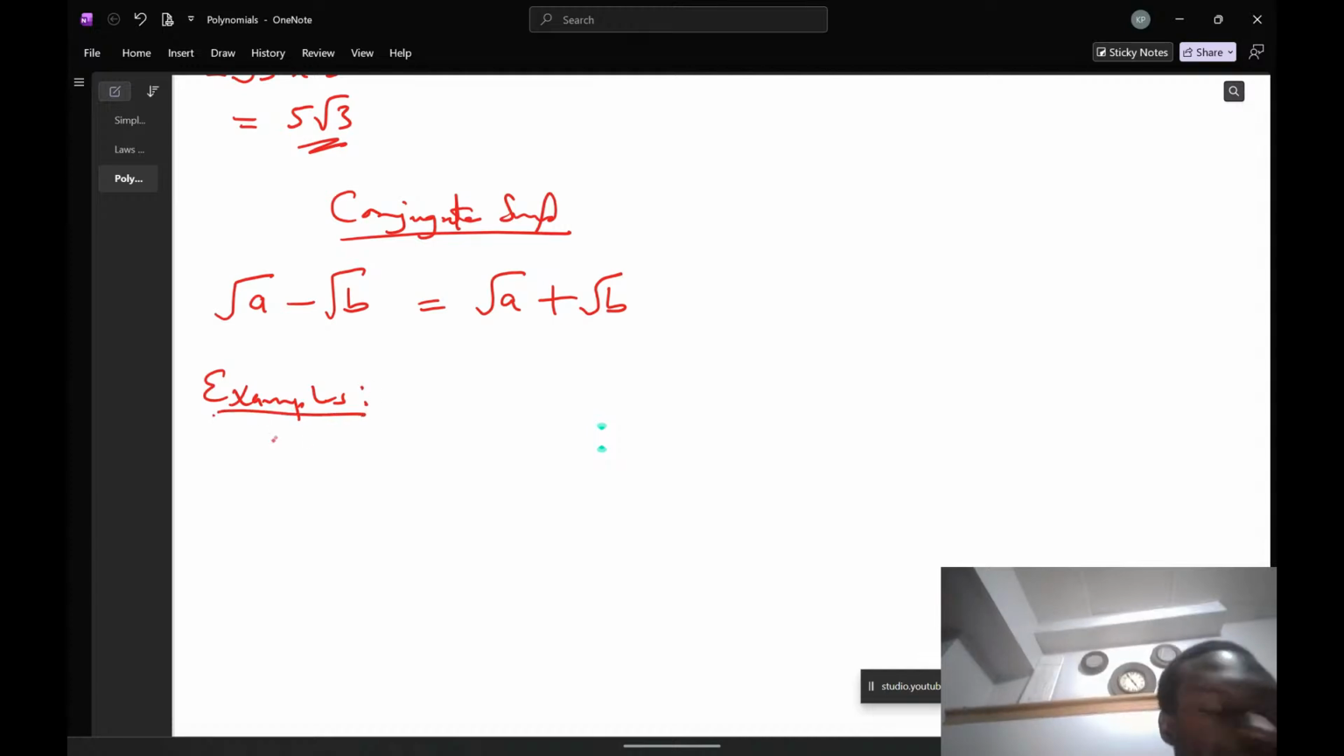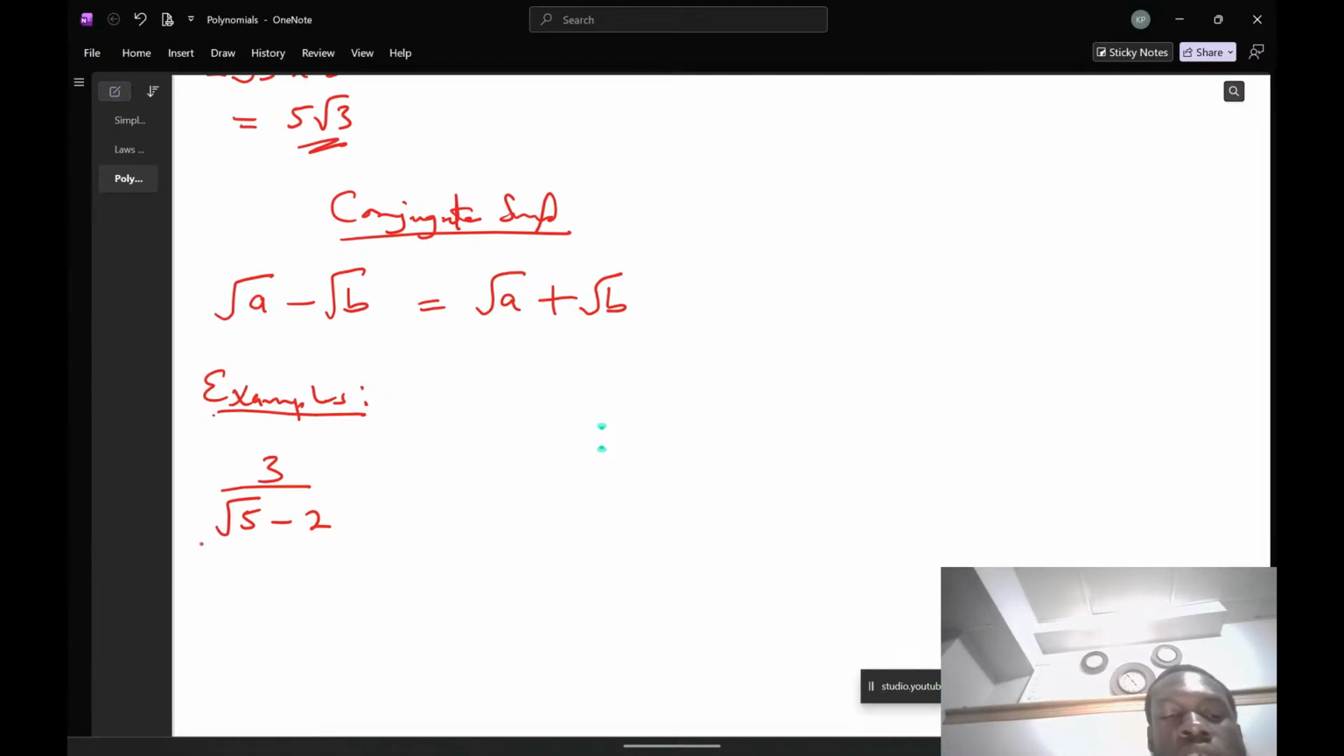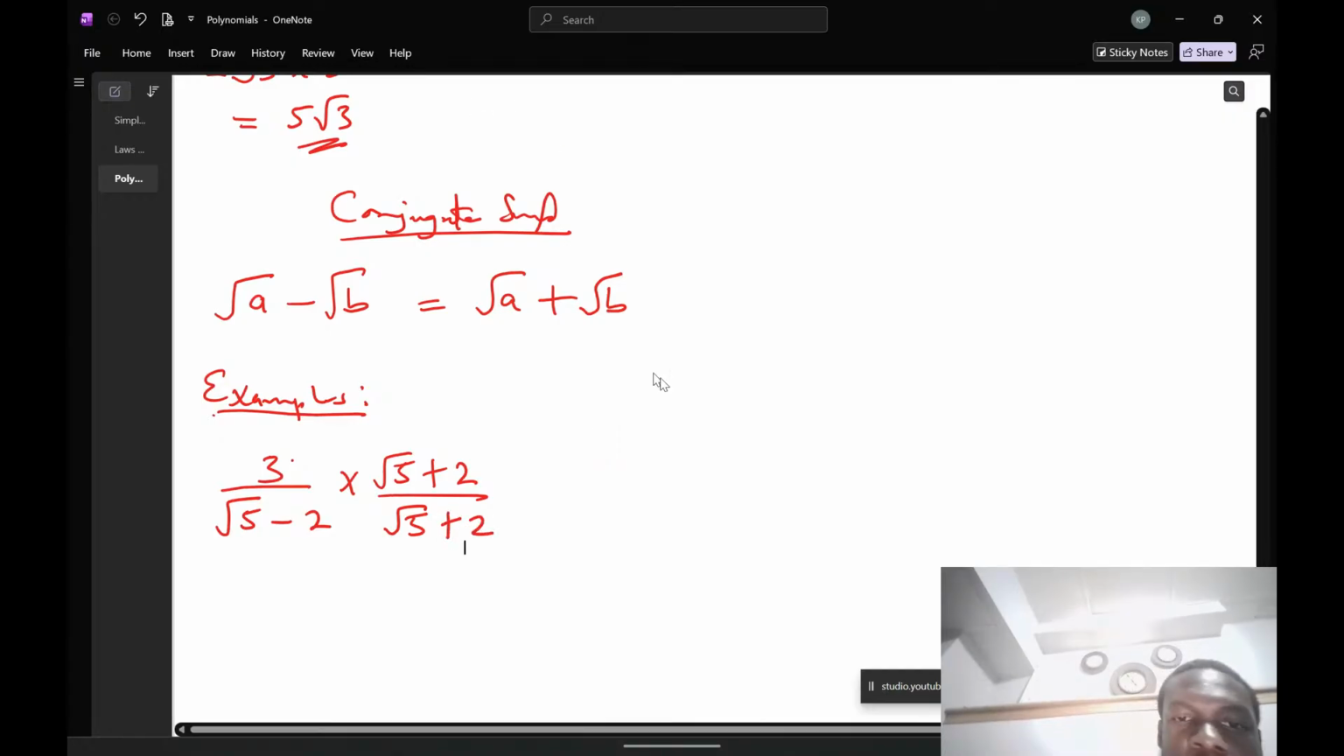if we are given 3 all over root 5 minus 2. Okay. So now we are going to multiply by the conjugate surd. And most of the time, we multiply by the denominator. 3 is the numerator, root 5 minus 2 is the denominator. So we always multiply with the conjugate surd of the denominator. Okay, so in this case, it will be times root 5 plus 2 all over root 5 plus 2. Okay, so that's what we have right now.